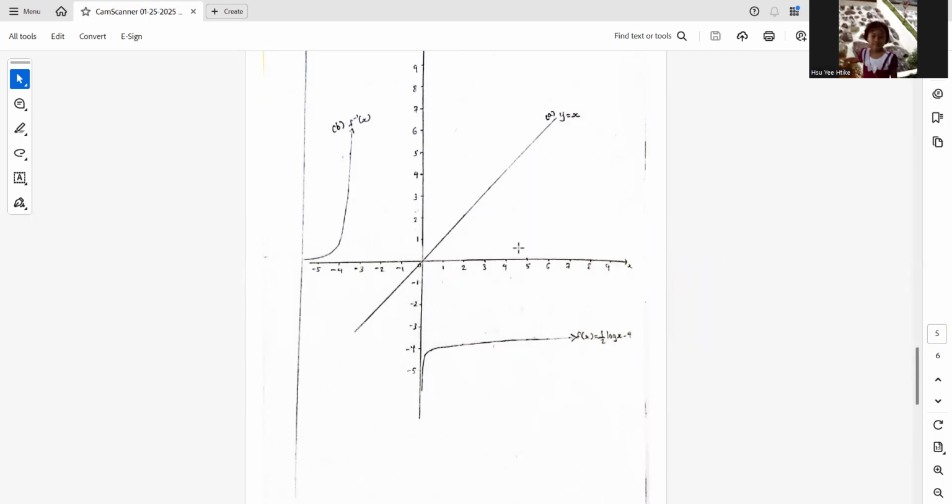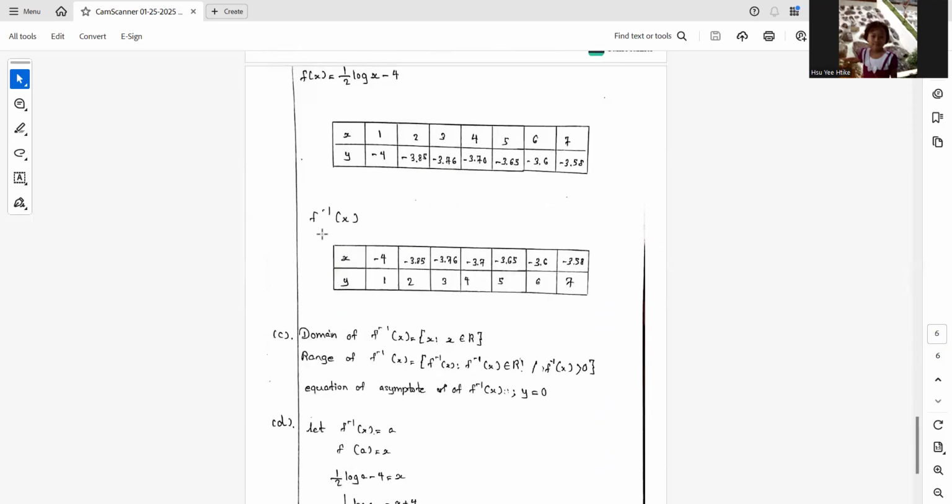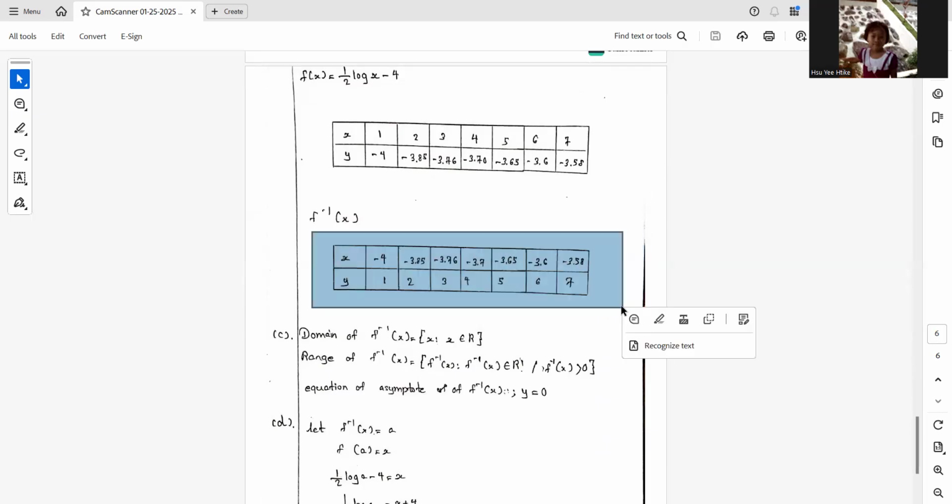And for question B, I have to draw the graph of f inverse of x by reflecting f of x in the line y is equal to x. So I drew f inverse of x. To get the coordinates of f inverse of x, it came out like this, like I have written in this table.